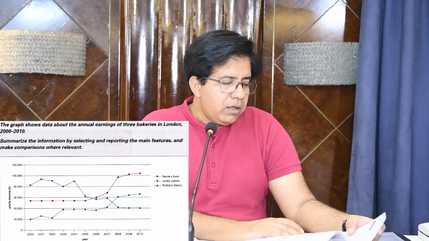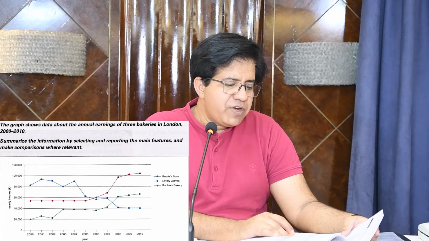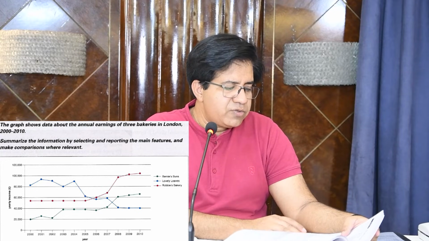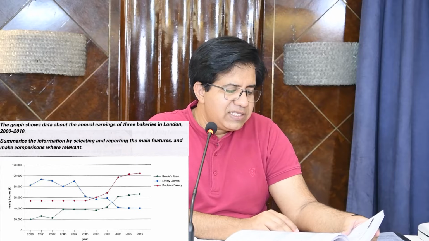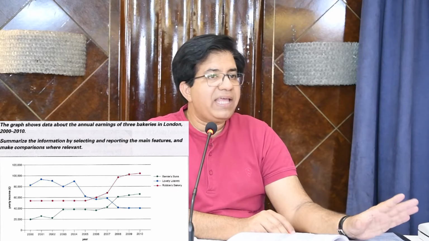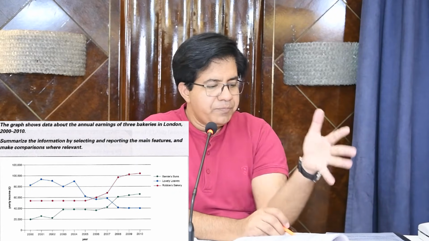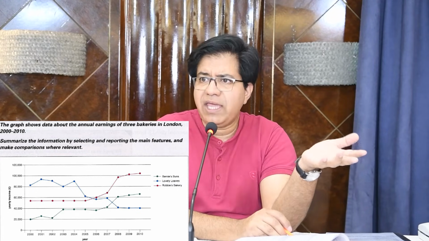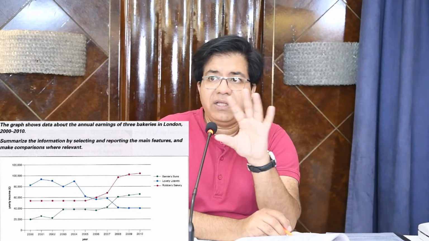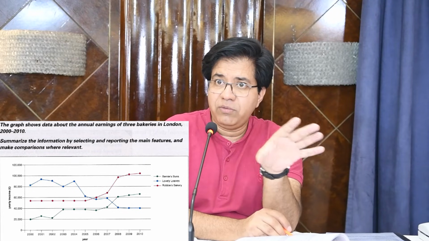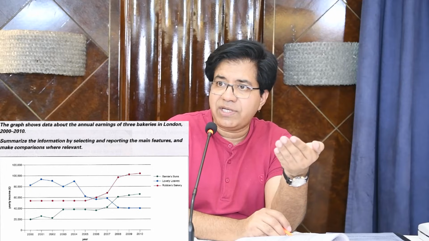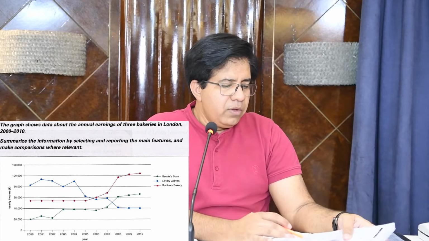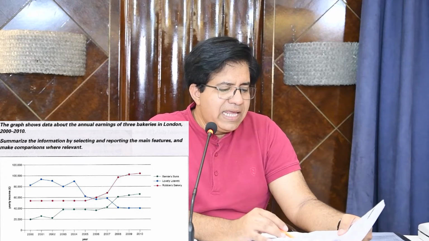So the graph shows data about annual earnings of 3 bakeries in London, 2000 to 2010. Summarize the information by selecting and reporting the main features. By the way, in your actual exam, these charts are going to be in color form. They are black and white because this book is black and white, okay? But in the actual exam, all the graphs are going to be in full color, so you can easily understand that, right?